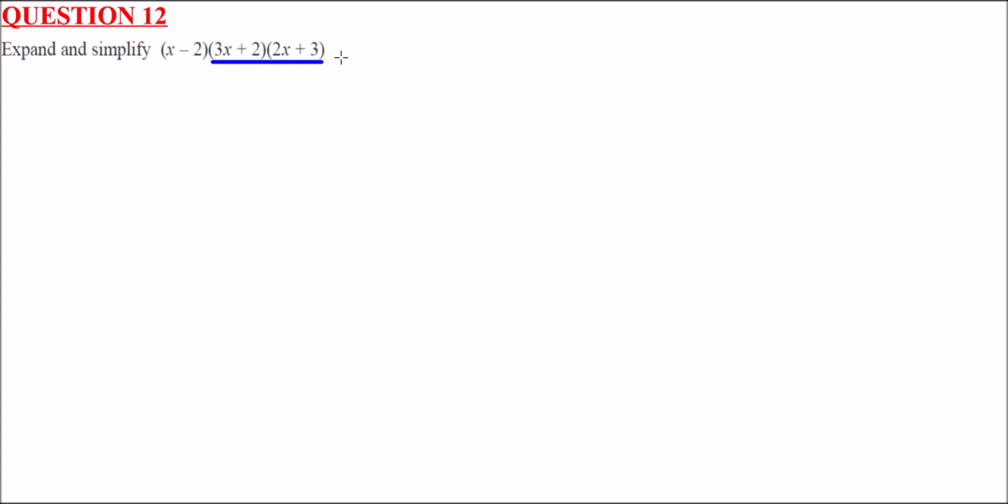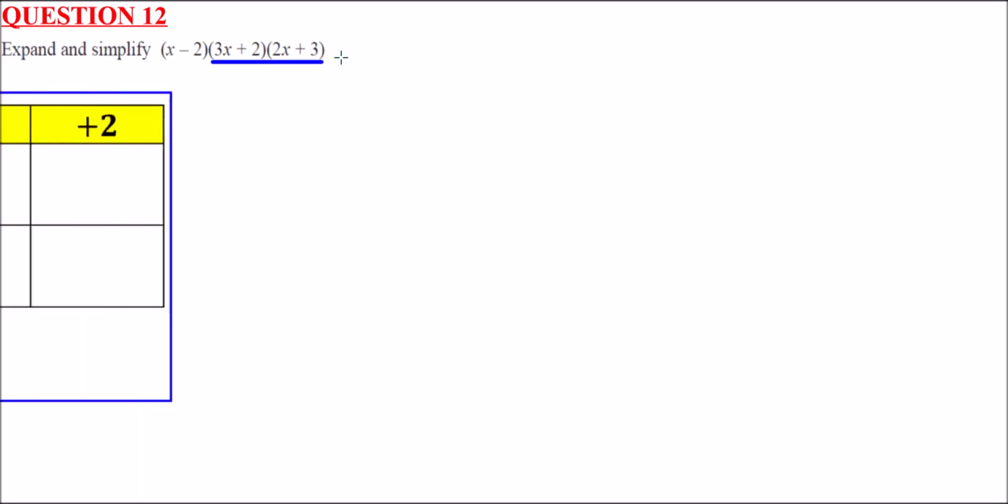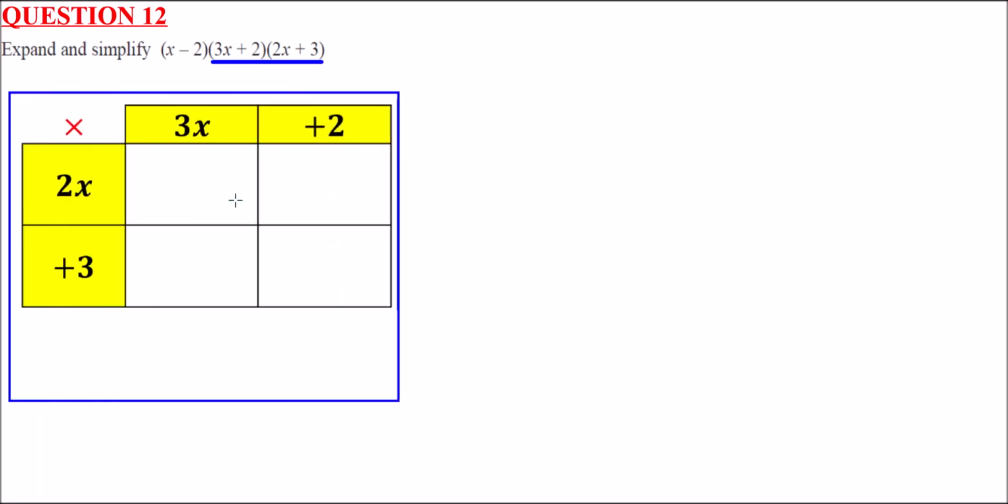So the way I prefer to do it, you could use FOIL if you wanted, would be to use a grid method like so, and then just fill in the boxes in any order you wish. So if I go through this first box, we're going to multiply 3x by 2x, which gives us 6x squared. This box is 2x multiplied by 2, which gives us 4x. This one, 3x times 3, is 9x. And finally, 3 multiplied by 2, this here will be 6.